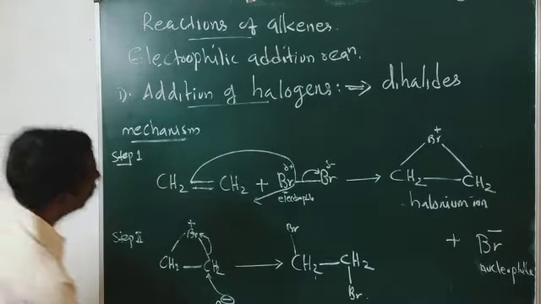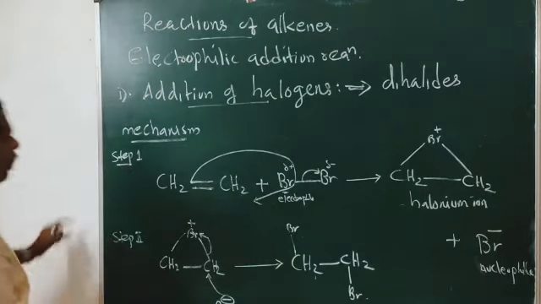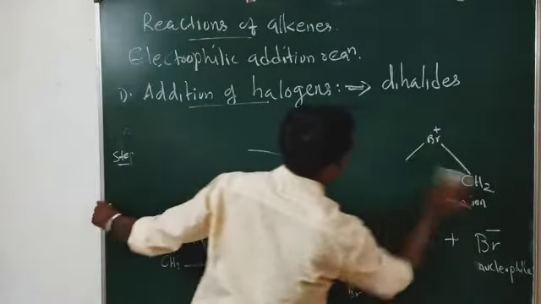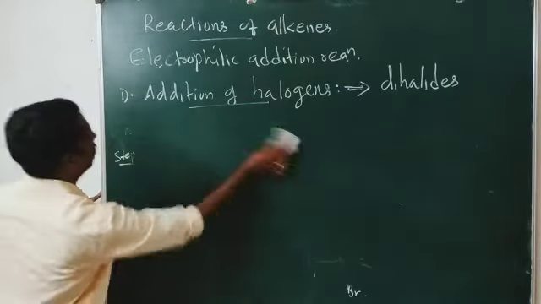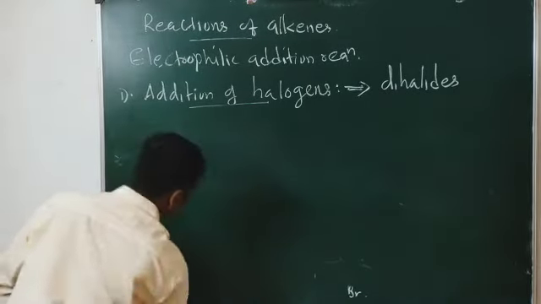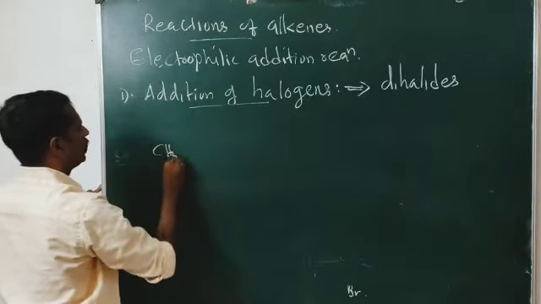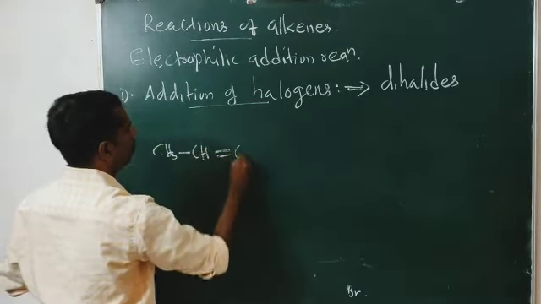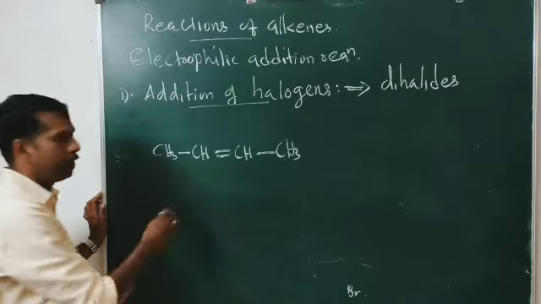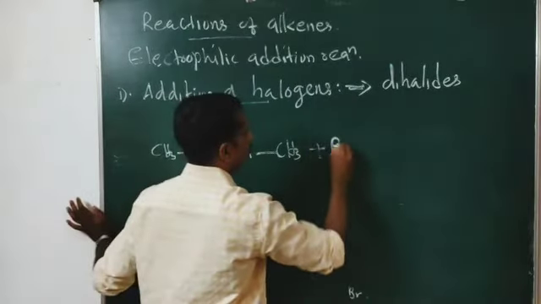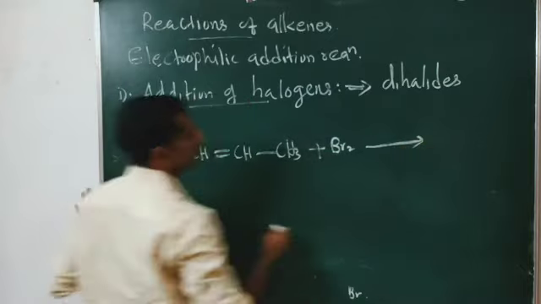Now we can take one more example for addition of halogen. Look at it here. If you take CH3, CH, double bond CH, single bond CH3, but-2-ene is reacting with Br2. What will you get? What is the mechanism?